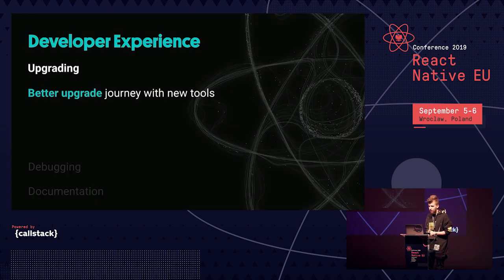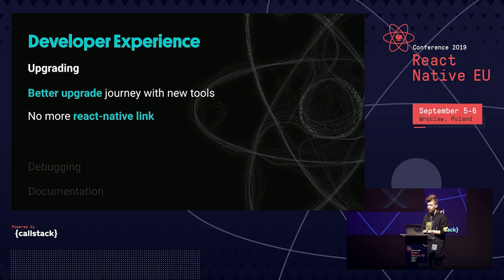So that's the first thing, a better upgrade journey with new tools. Another one that I'm also excited about is auto-linking. So no more react-native link, which makes your native dependencies work automatically. All you have to do is run the installation with your Node package manager, and then the dependencies are ready for you to use. This feature heavily relies on CocoaPods on iOS and Gradle, obviously, on Android. That means it is now the preferred and default way of handling third-party native dependencies.